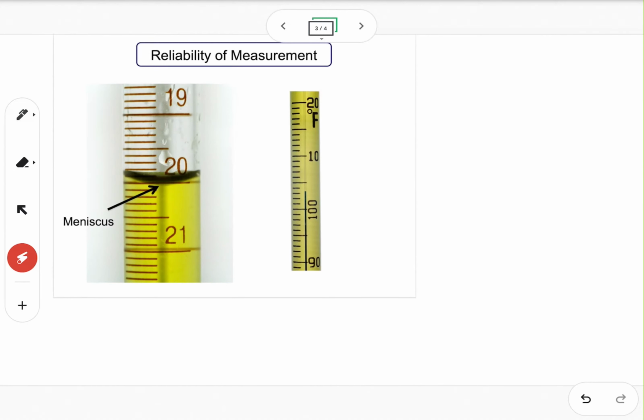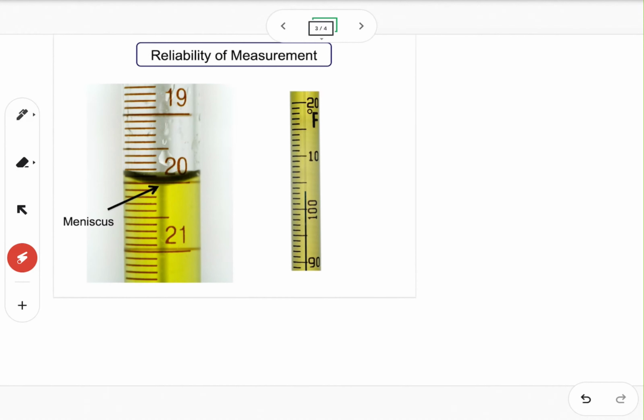Well, this is a burette. Okay, this is a burette. Well, it looks like a graduated cylinder, but if you compare the two, you will realize that the range of the markings is slightly different. But anyway, the idea, the mechanism, or the principle that we need to follow is the same.